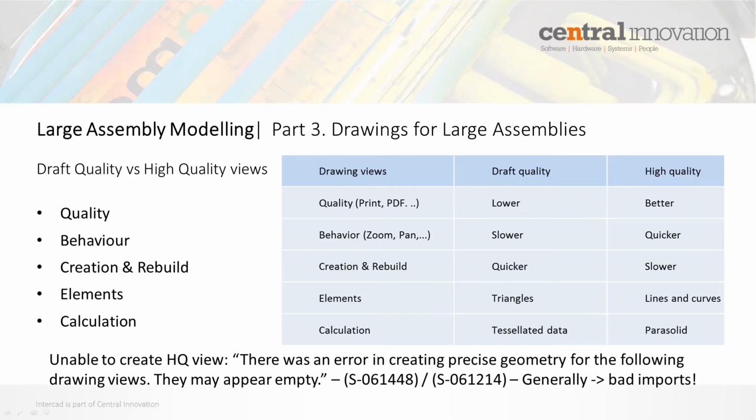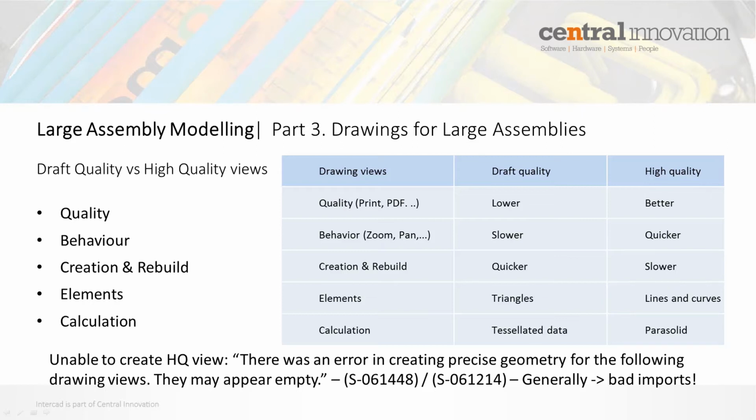Is that there is a known issue where SOLIDWORKS is unable to create the high quality view. You'll see an error pop up that says there was an error in creating precise geometry for the following drawing views. They may appear empty, and this is typically seen when we attempt to export DXFs or DWGs, or to save as a PDF, because both of those export activities require high quality drawing views.